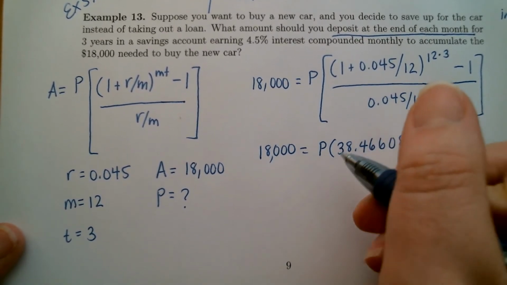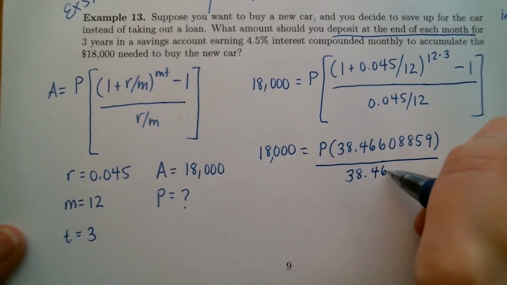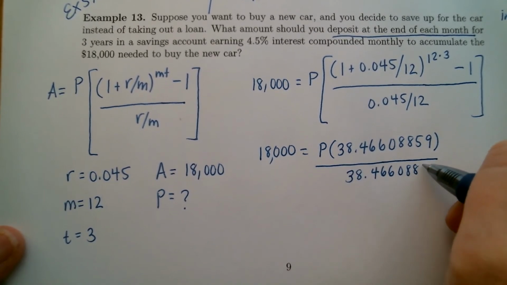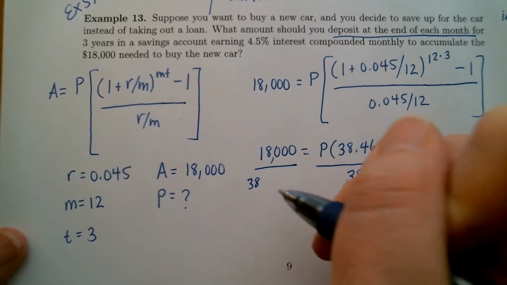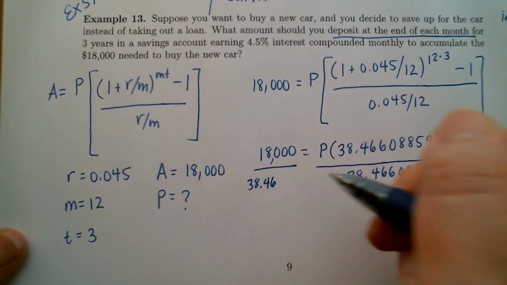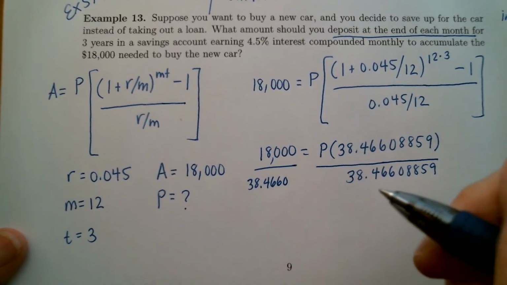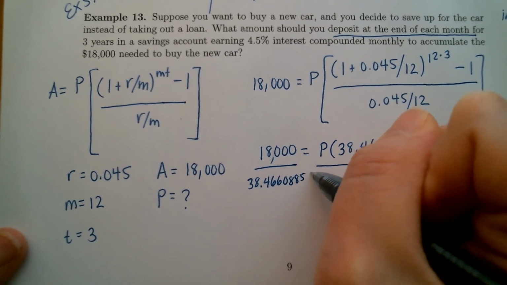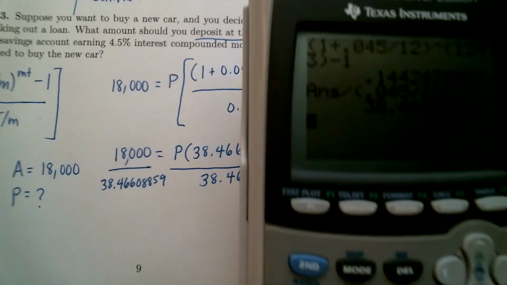Now if you want to solve for P, since you're multiplying P by this number, we're going to have to divide it off. So you're going to take both sides and divide by this blob. Whatever you do to one side, you have to do to the other. I don't really have a lot of room over here, so I'll write it tiny. Like that.